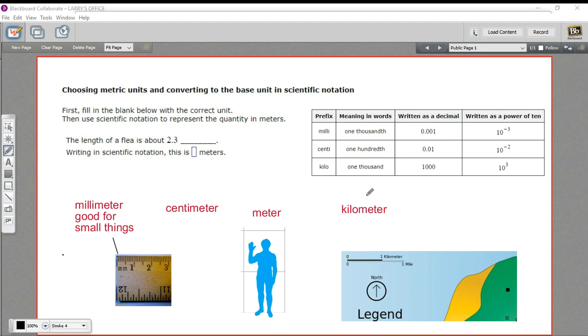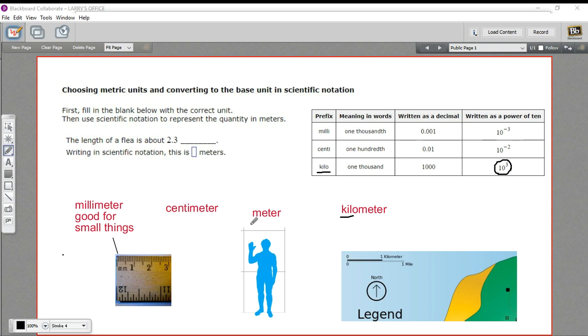Going up, a kilometer is much bigger because kilo means 1,000. That's what that prefix means, 1,000 meters. So a kilometer is 1,000 meters. And if you're going to do that in scientific notation, it's 10 to the third. 1,000 is 10 to the third. So this chart is actually going to come in very handy for us.